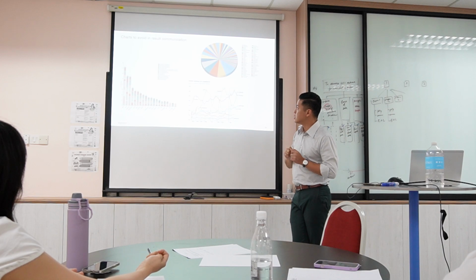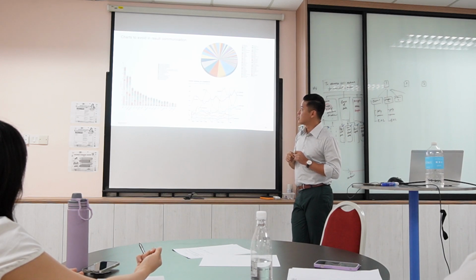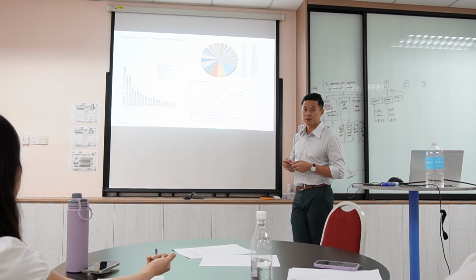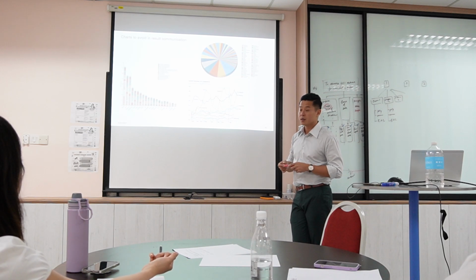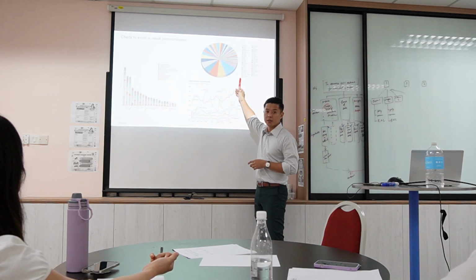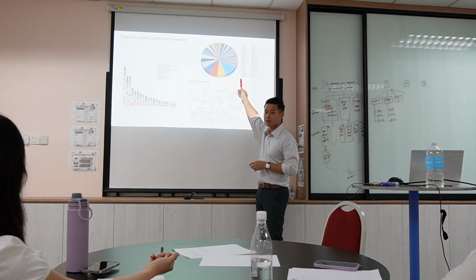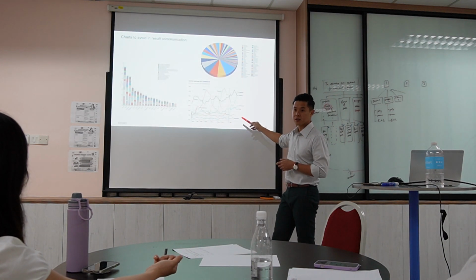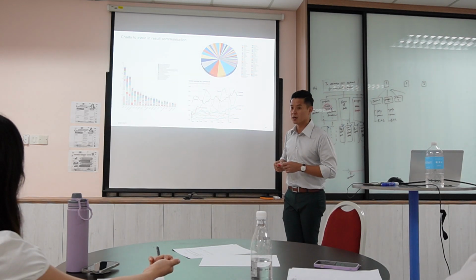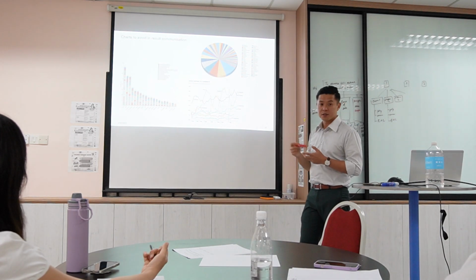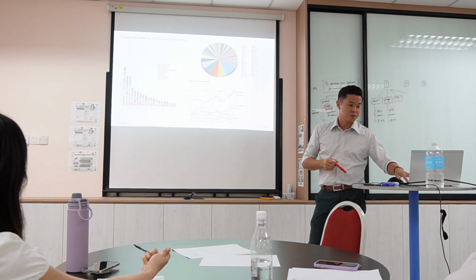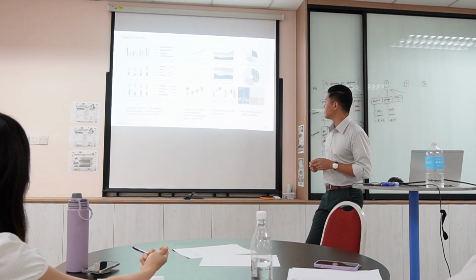But the information each tries to deliver is different. This one tries to show the proportion among one another. This one tries to show the trend over whatever the key driver is. Hence, the types of chart really can vary a lot.